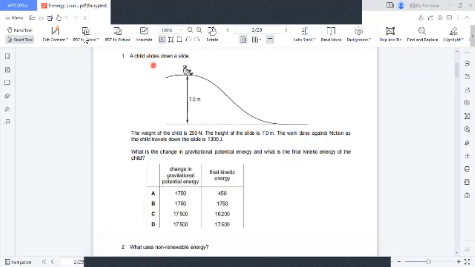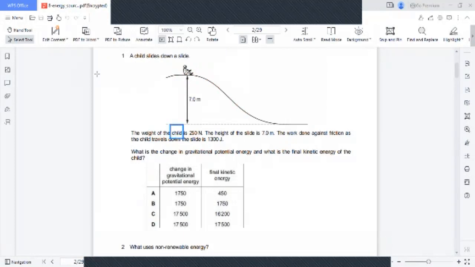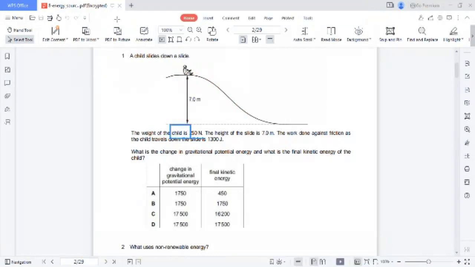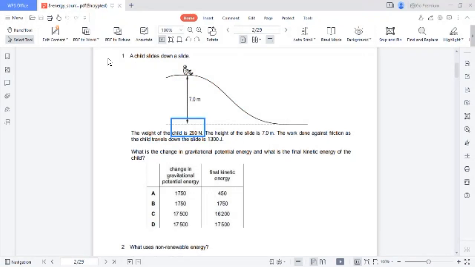Number one, a child slides down a slide. Here is a child who is going to slide from here to here. The weight of the child is 250 newtons. The height of the child is 7 meters. Here is the height.